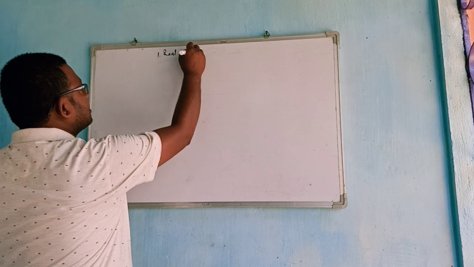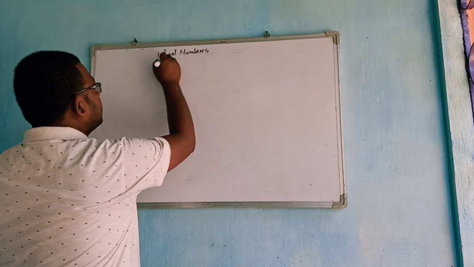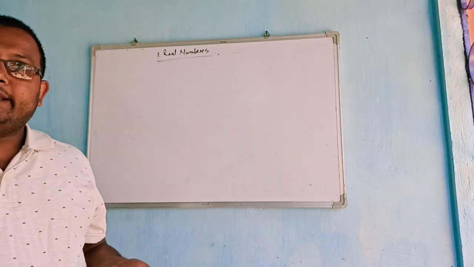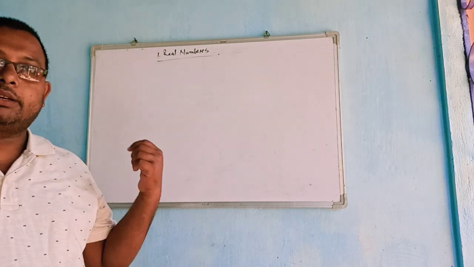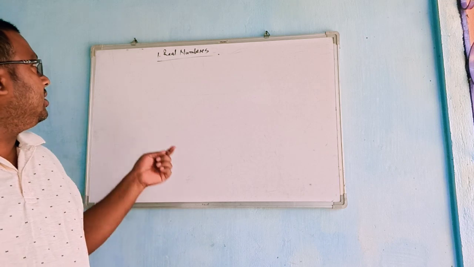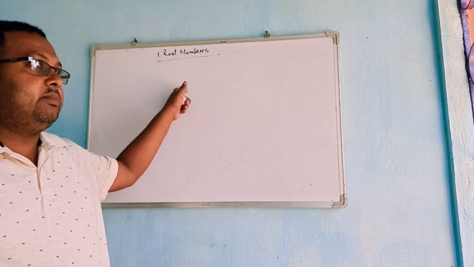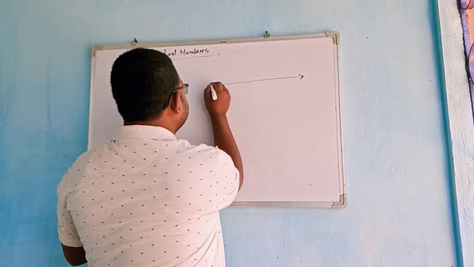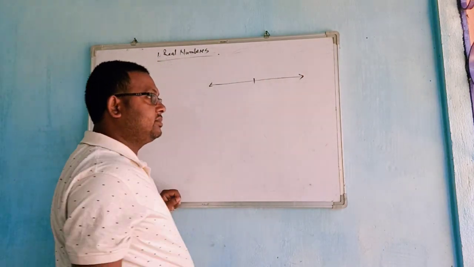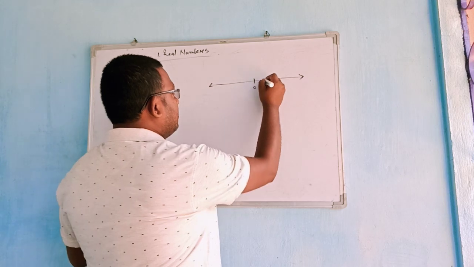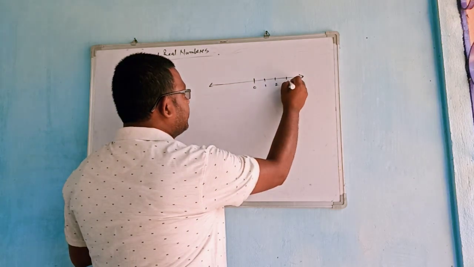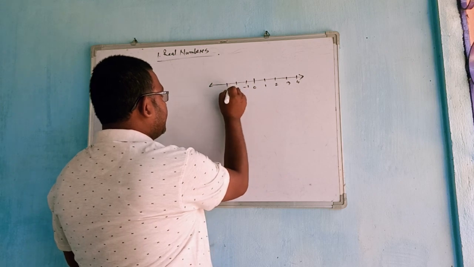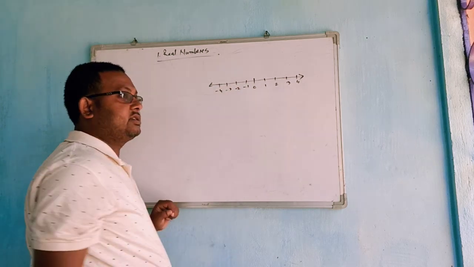Real numbers. So already we have learned in class 9, the first chapter, number system. Today we are again going to discuss the real numbers. Real numbers can be represented on the number line. Suppose 0, 1, 2, 3, 4, and on the left side -1, -2, -3, -4, and so on.